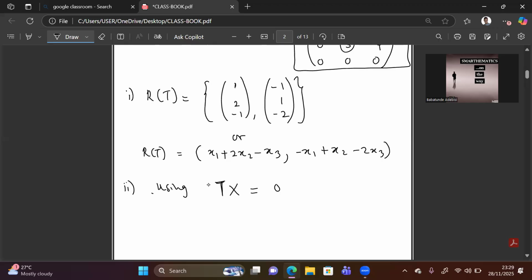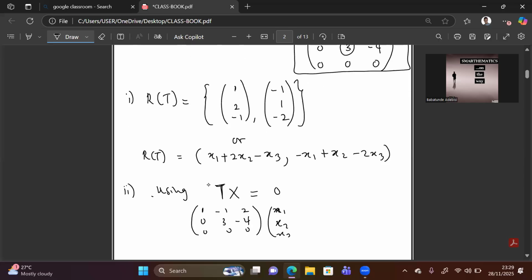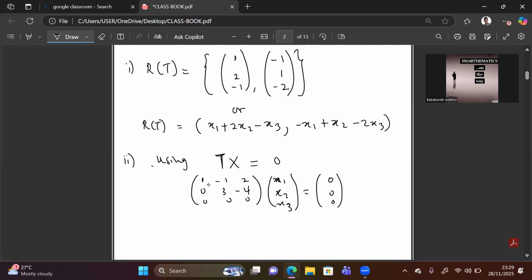Remember now, for the matrix T, I won't be writing the original one. I will write the echelon form of the matrix that we got, which is 1, minus 1, 2, 0, 3, minus 4, 0, 0, 0. Now our x, we have x1, x2, and x3. All of these equal 0, 0, 0. So remember I told you that echelon form can help you solve linear equations easily.